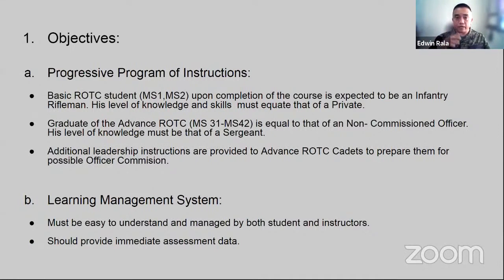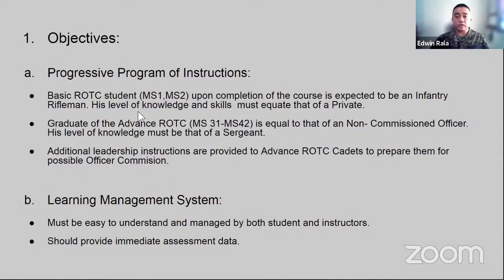So the training now provided by ARESCOM is to provide them basic knowledge or basic experience of what regular forces, from the enlisted personnel to officers, are experiencing. So that is why we have this progressive program of instruction.